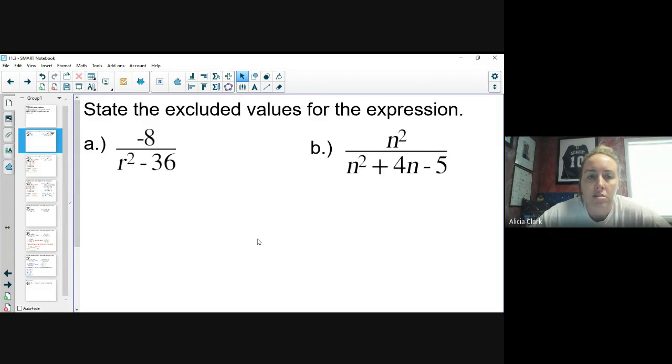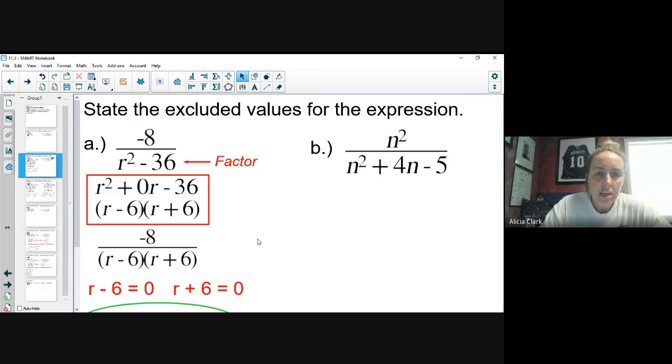So this is a little bit hard to solve the way that it is, because if you'll notice in the denominator of these two examples, they are polynomials. It's not just a basic like x plus 3 or something like that. So we are going to start with example A, negative 8 over r squared minus 36. And we are actually going to factor the denominator. So if you remember factoring, we're going to rewrite this as r squared plus 0r to make up for that middle term that we don't have, minus 36.